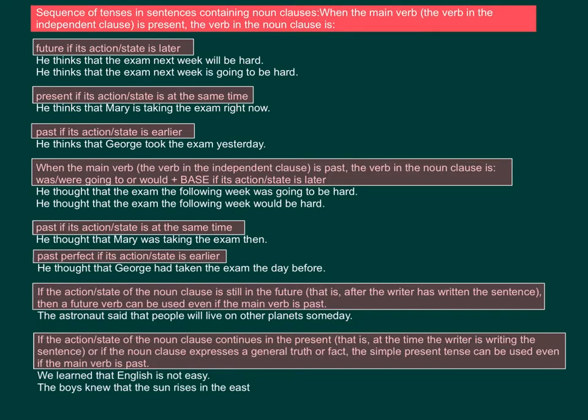Present if its action or state is at the same time. For example, he thinks that Mary is taking the exam right now. Past if its action or state is earlier. For example, he thinks that George took the exam yesterday.